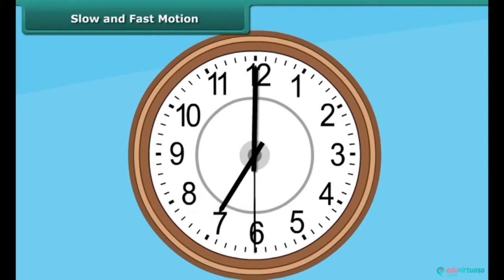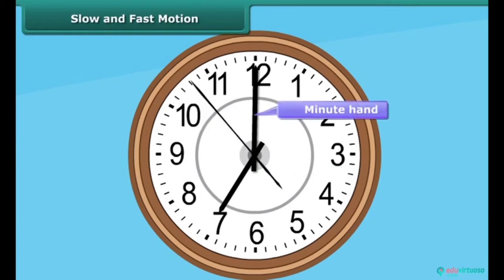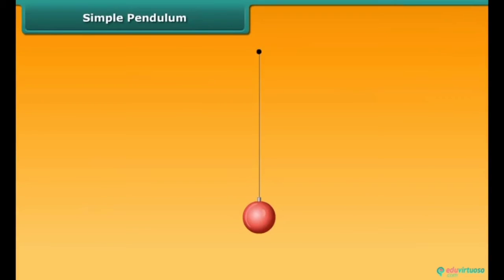It is a common experience that the motion of some objects is slow whereas others are fast, and the distance covered by an object in a unit time is called the speed of that object. The most convenient way to find out which of the two objects is moving fast or slow is just to see it in a unit time. Now, simple pendulum.